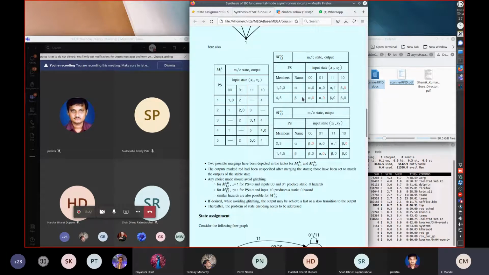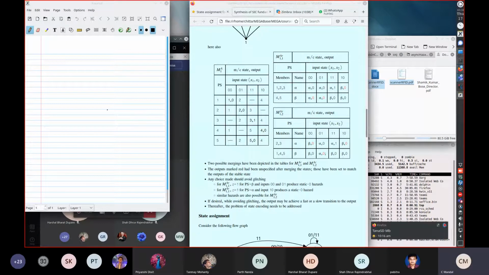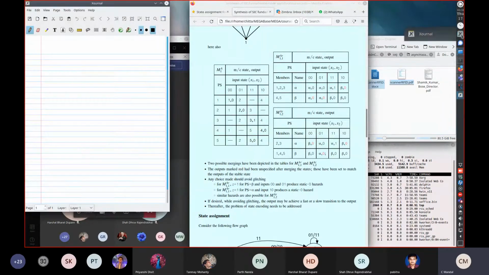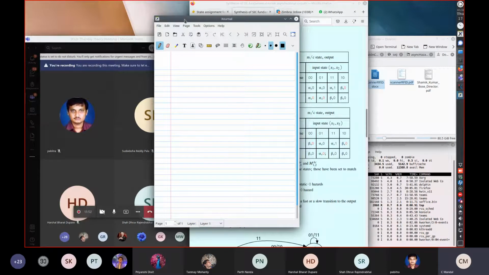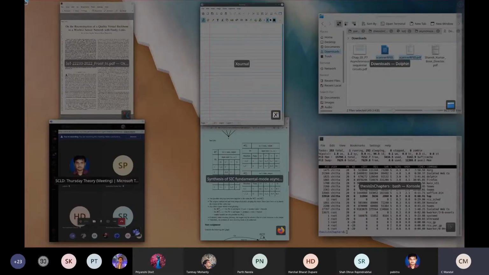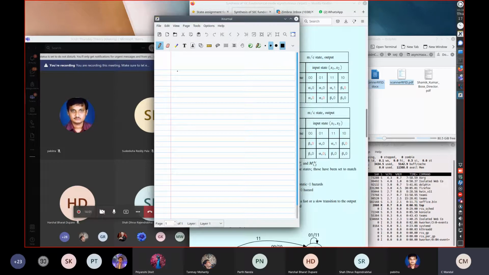I mean, separately, but through this. So the concept of a glitch. Okay, the concept of a glitch.